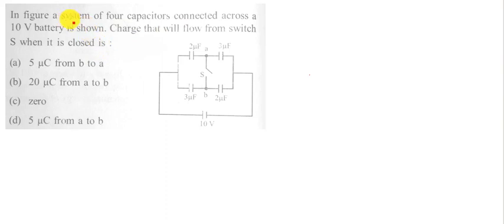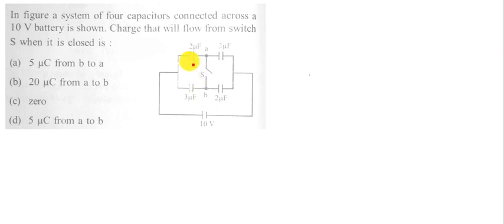Now we are having a question. In the figure, a system of 4 capacitors connected across a 10-volt battery is shown. The charge that will flow through switch S when it is closed is? Let us see what happens when I close this switch.